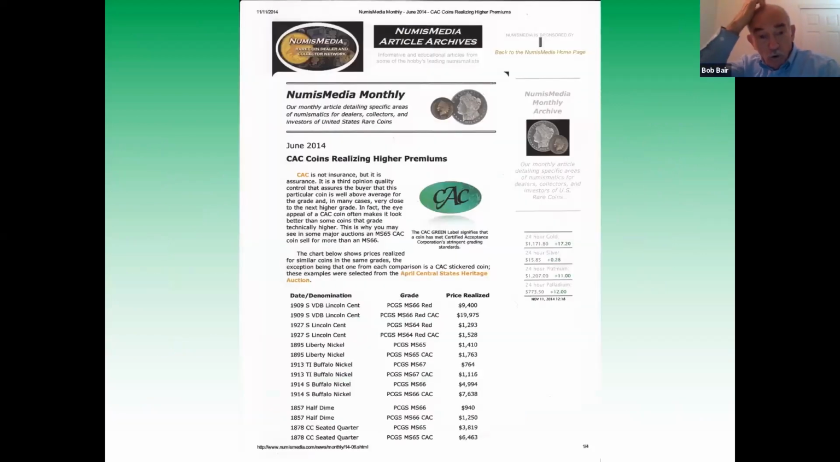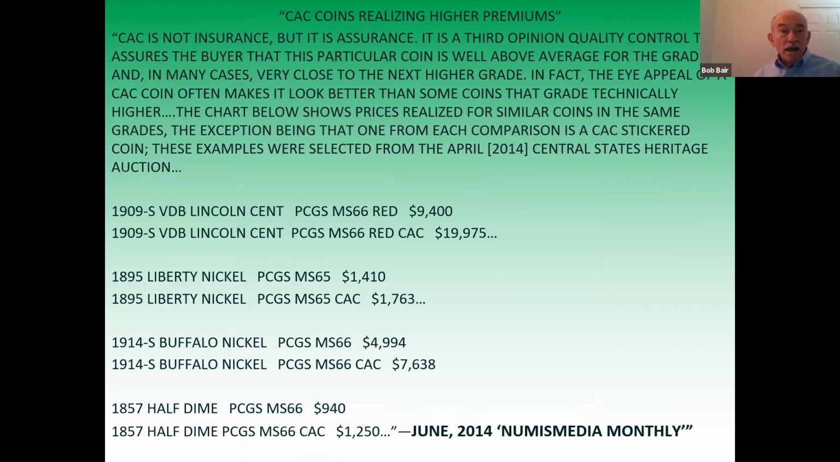Okay, we come to Numismatist, that wholesale guide that Dennis Baker is a major figure in. You can see the headline, CAC coins realizing higher premiums, but you can't read the type. Hey, no fears. I typed everything out, transcribed it on the next slide. So here we go. CAC coins realizing higher premiums. Here's that term assurance. CAC is not insurance, but it is assurance. It's a third opinion quality control that assures the buyer that this particular coin is well above average for the grade, and in many cases, very close to the next higher grade. In fact, the eye appeal of a CAC coin often makes it look better than some coins that grade technically higher. The chart below shows prices realized for similar coins in the same grades, the exception being that one from each comparison is a CAC stickered coin.